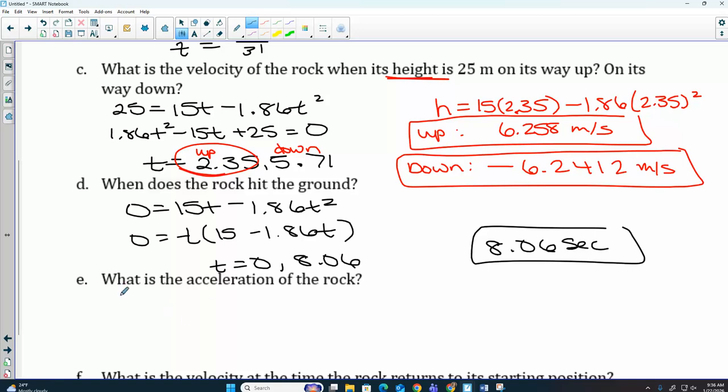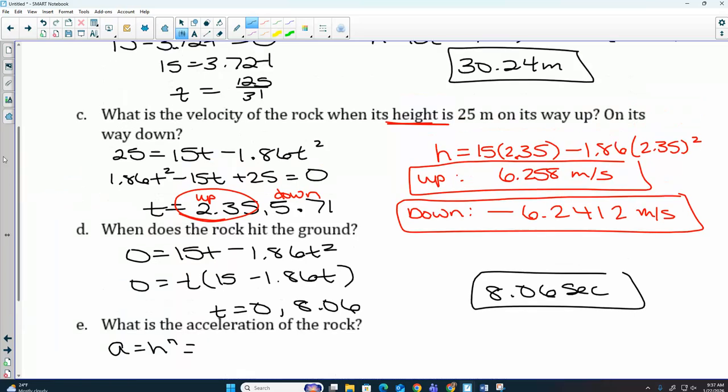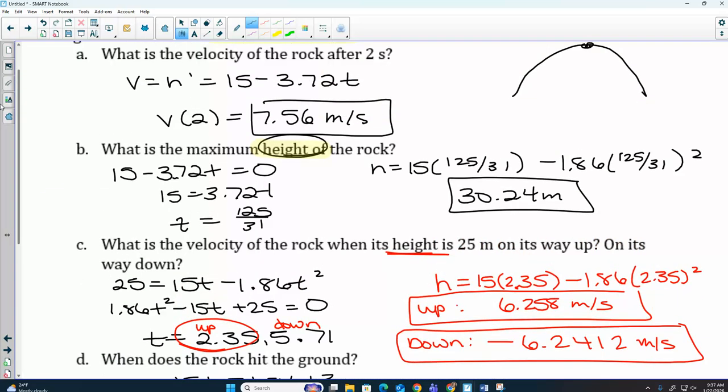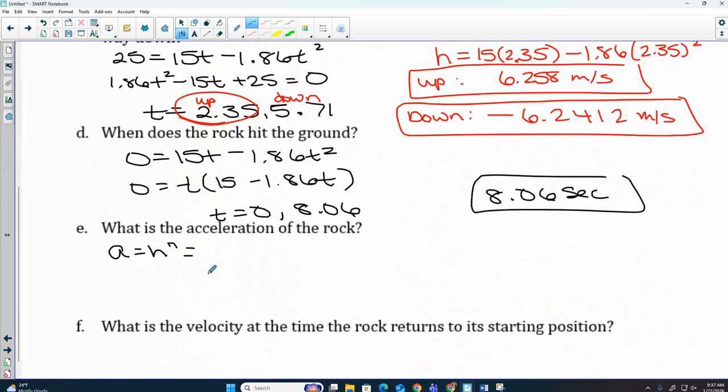How do we find acceleration? So we do the derivative of our velocity function. So our velocity was 15 minus 3.72t. So the derivative of that is negative 3.72. Units, that's meters per second squared.